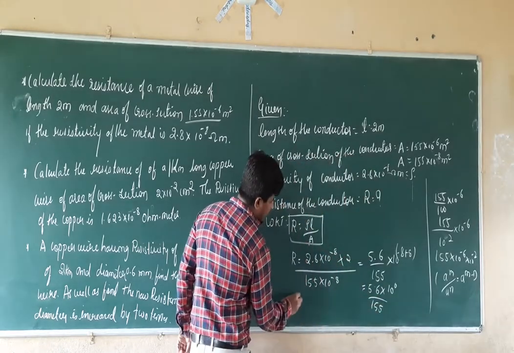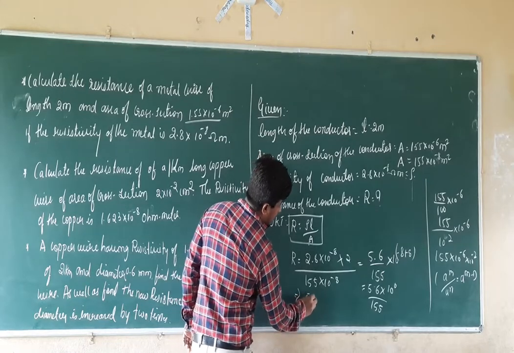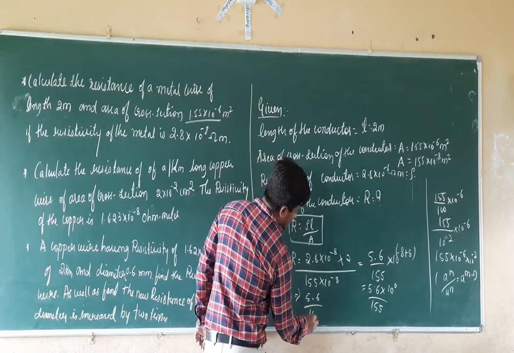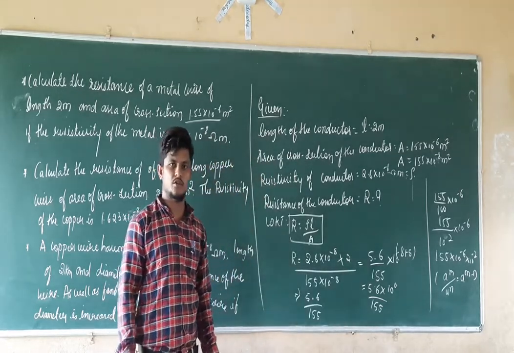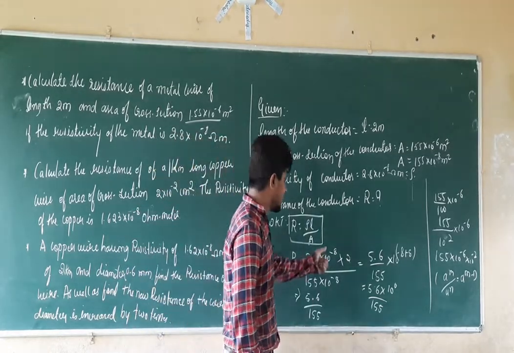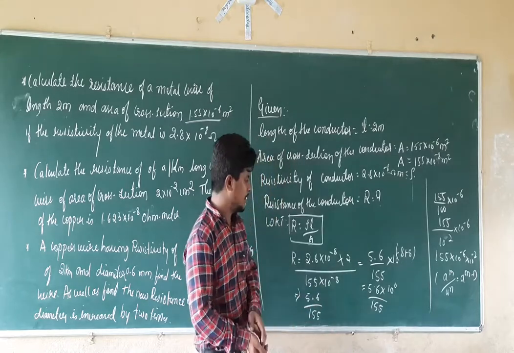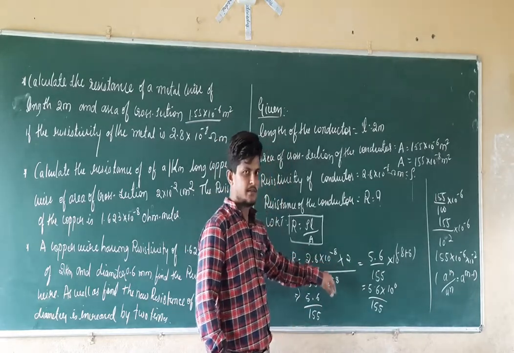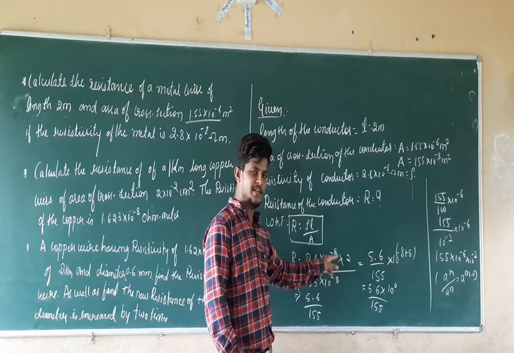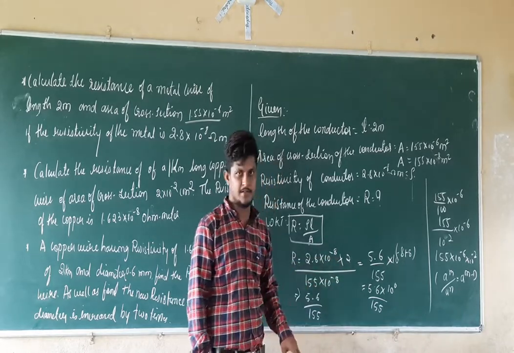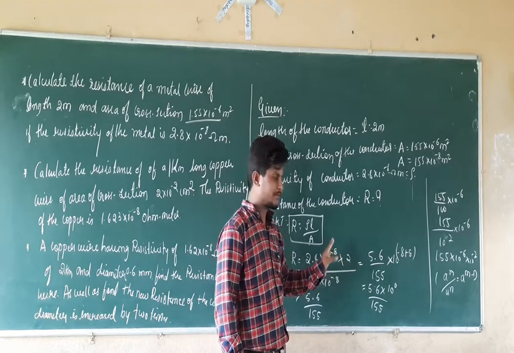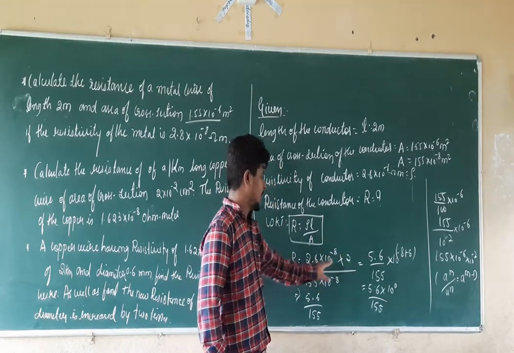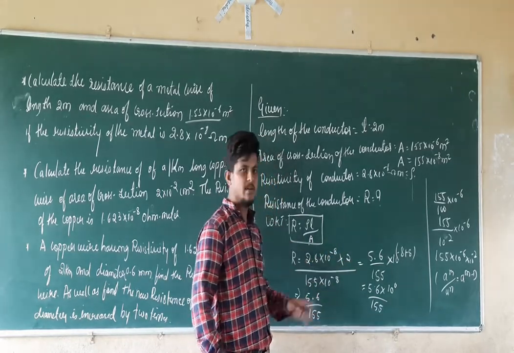So it will become 5.6 divided by 155, since 10 raised to 0 is equal to 1, or A raised to 0 is equal to 1. Or you can directly divide: 10 raised to minus 8 divided by 10 raised to minus 8 cancel each other, and the answer will be 1. So 2.8 into 2 is equal to 5.6 divided by 155.